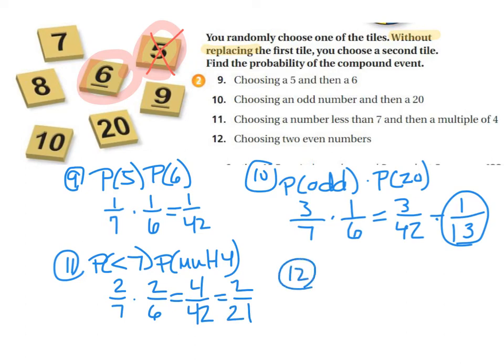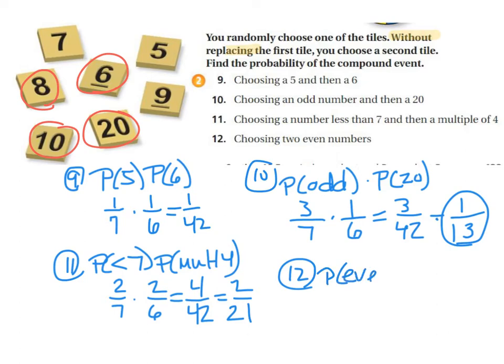All right, number 12, choosing 2 even numbers. Okay, let's look at choosing 2 even numbers. So the even numbers in these tiles are 8, 6, 20, and 10. So when I start, I want the probability of choosing an even number first, and then going back in and choosing another even number, considering that the first one that I pulled out was even. So the probability of even when I start is 1, 2, 3, 4 outcomes out of the 7. So I've got 4 outcomes out of 7.